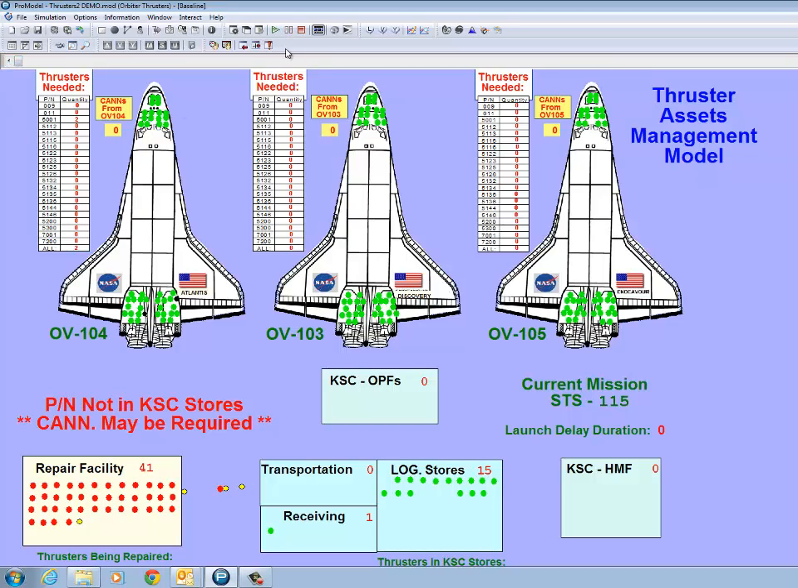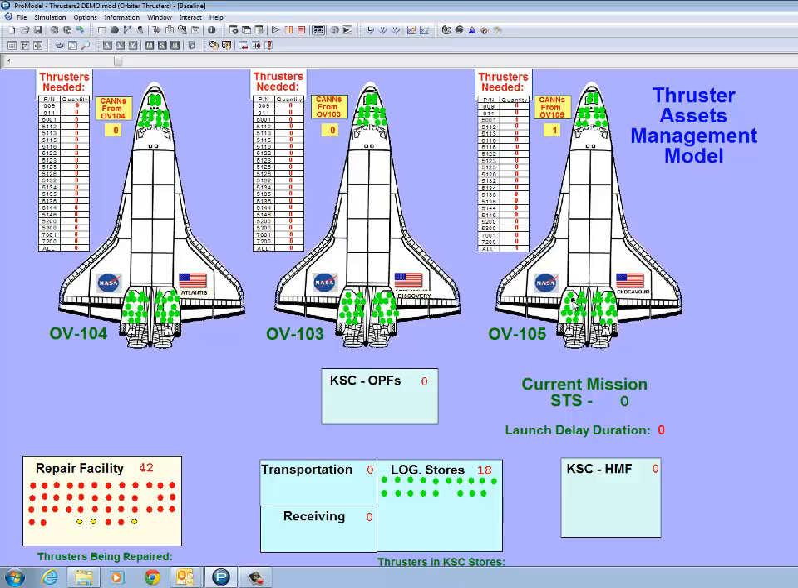Now, I've just paused the model after this flight because you can see that a couple of the part numbers that it needed, this little pop-up message indicates they were not available in the stores. So what happens in this situation is at least one part number was not available. It will have to be cannibalized from another vehicle. That was the protocol that we built in the model.